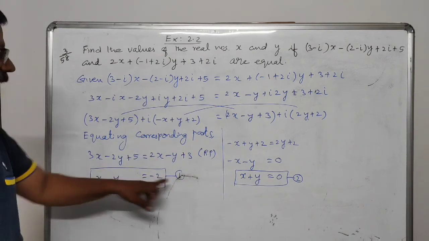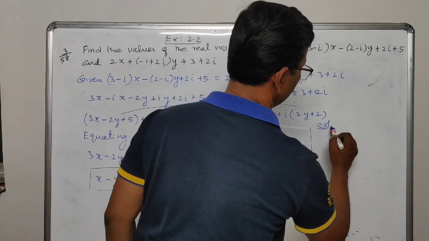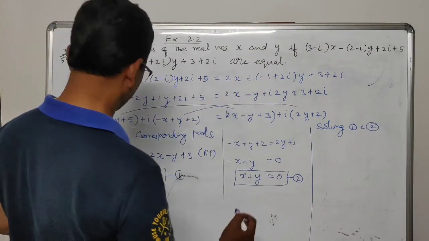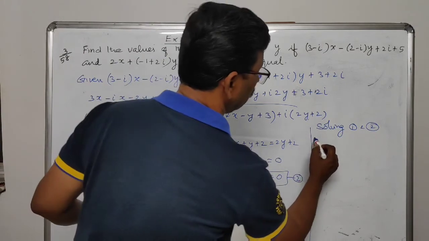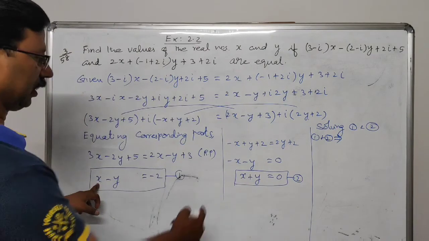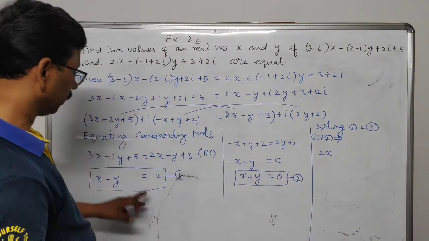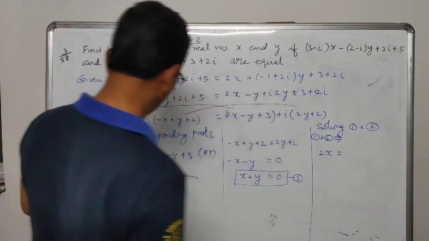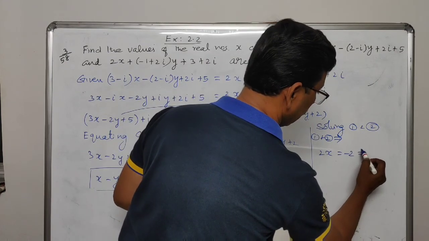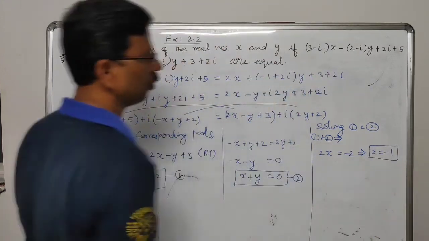Therefore, solving 1 and 2, we can add 1 and 2. See here, 1 plus 2 gives, by adding, x plus x, 2x. Then minus y plus y gets cancelled, which is equal to minus 2 plus 0, giving minus 2. Therefore from this we can say x equal to minus 1.